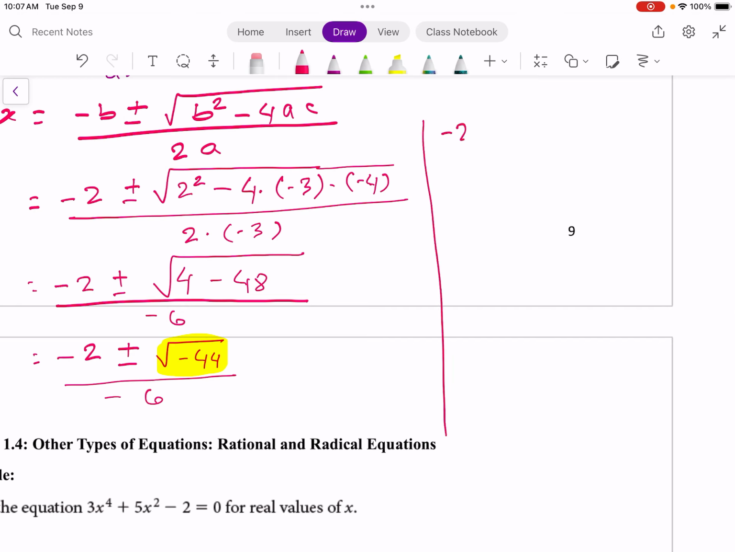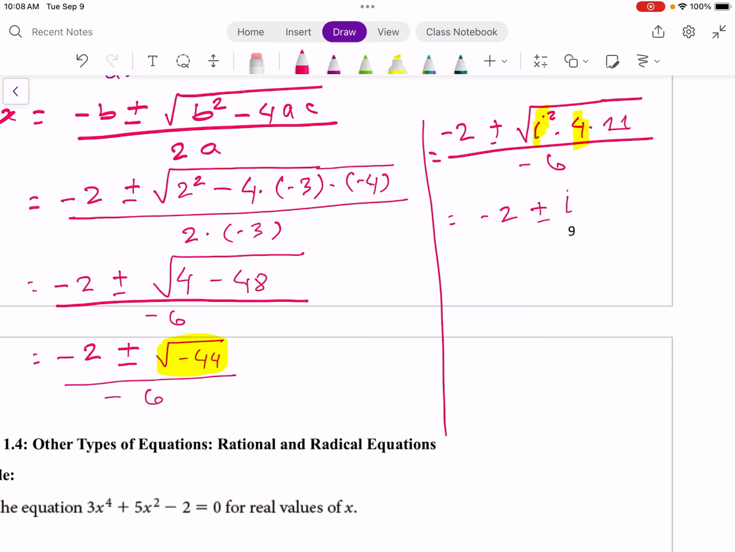So we have -2 as it is, positive or negative. Now how do we rewrite? We replace the negative by i squared, right? So our negative is i squared. And you can also simplify 44. We can rewrite 44 as 4 times 11, divided by -6. This equals -2 plus or minus. Now let's find the square root of i squared and the square root of 4. The square root of i squared is i.